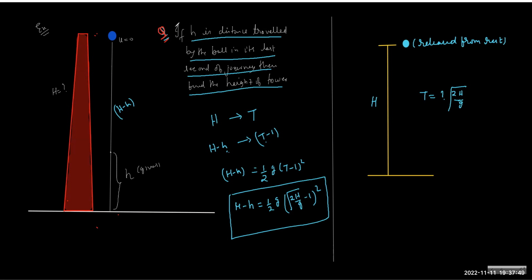So basically, you can simply write the full H is half g t squared, and H minus h is half g (t minus 1) whole squared. That's it. Using these two equations, you were supposed to solve. Is this clear? Any doubt in this, guys? No, sir. Very good.